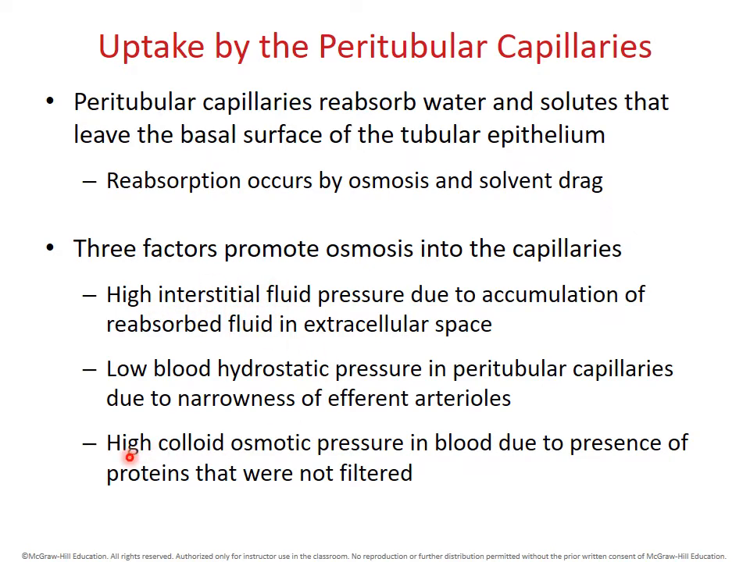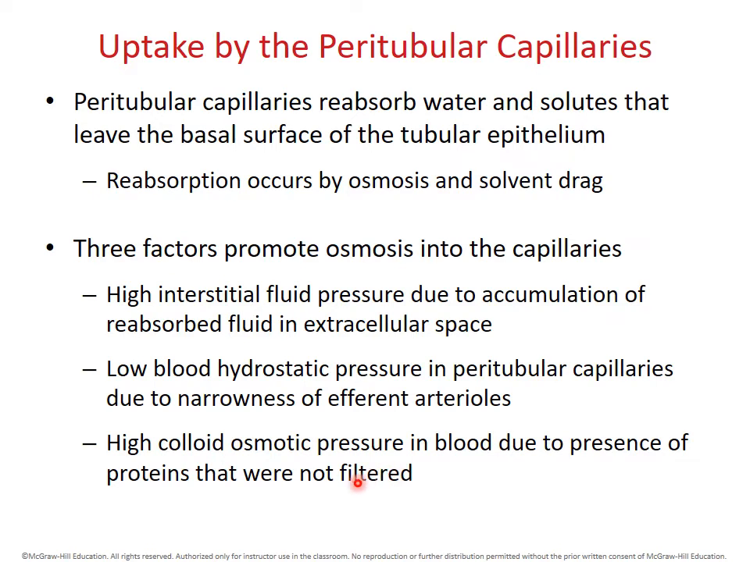And then finally, remember, there's a high colloid osmotic pressure in the blood inside the peritubular capillaries. Remember, colloid osmotic pressure is osmotic pressure or concentration due to proteins specifically. And the reason we have such a high colloid osmotic pressure in the blood of the peritubular capillary bed is, remember, proteins don't get filtered at the glomerulus.